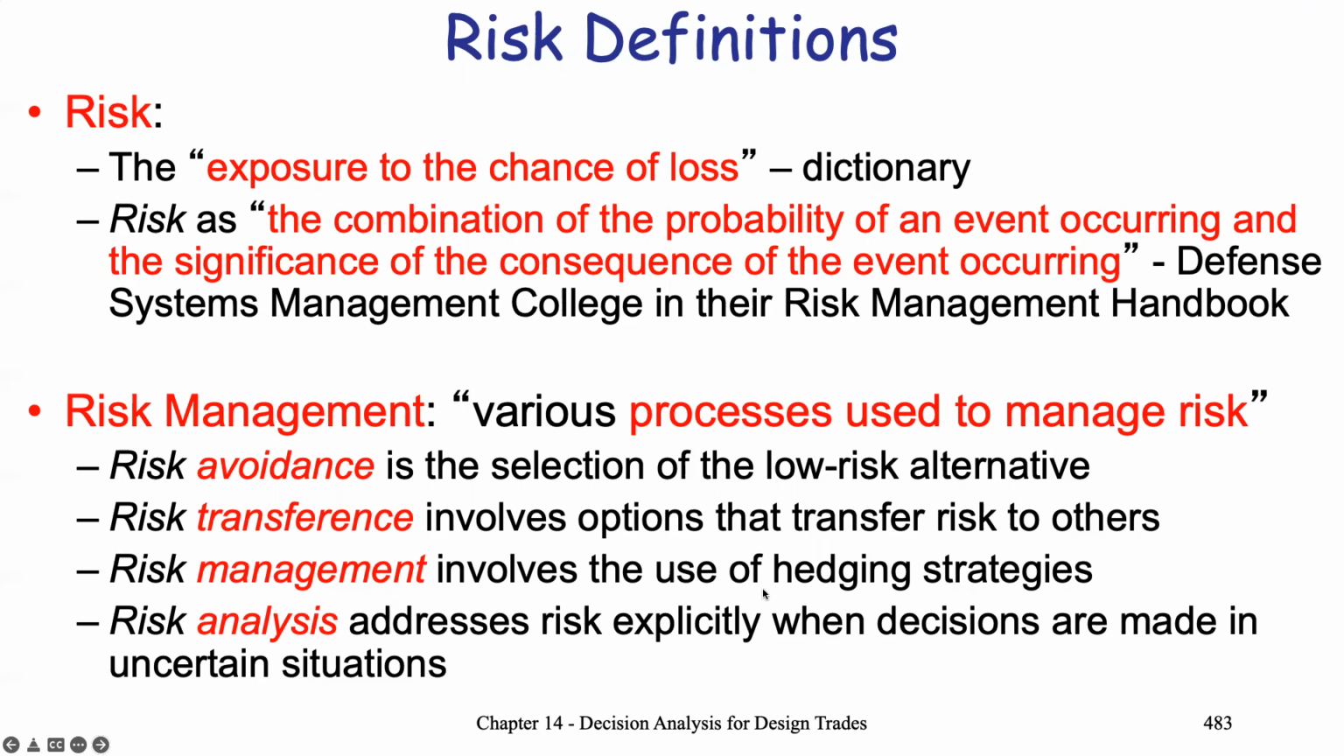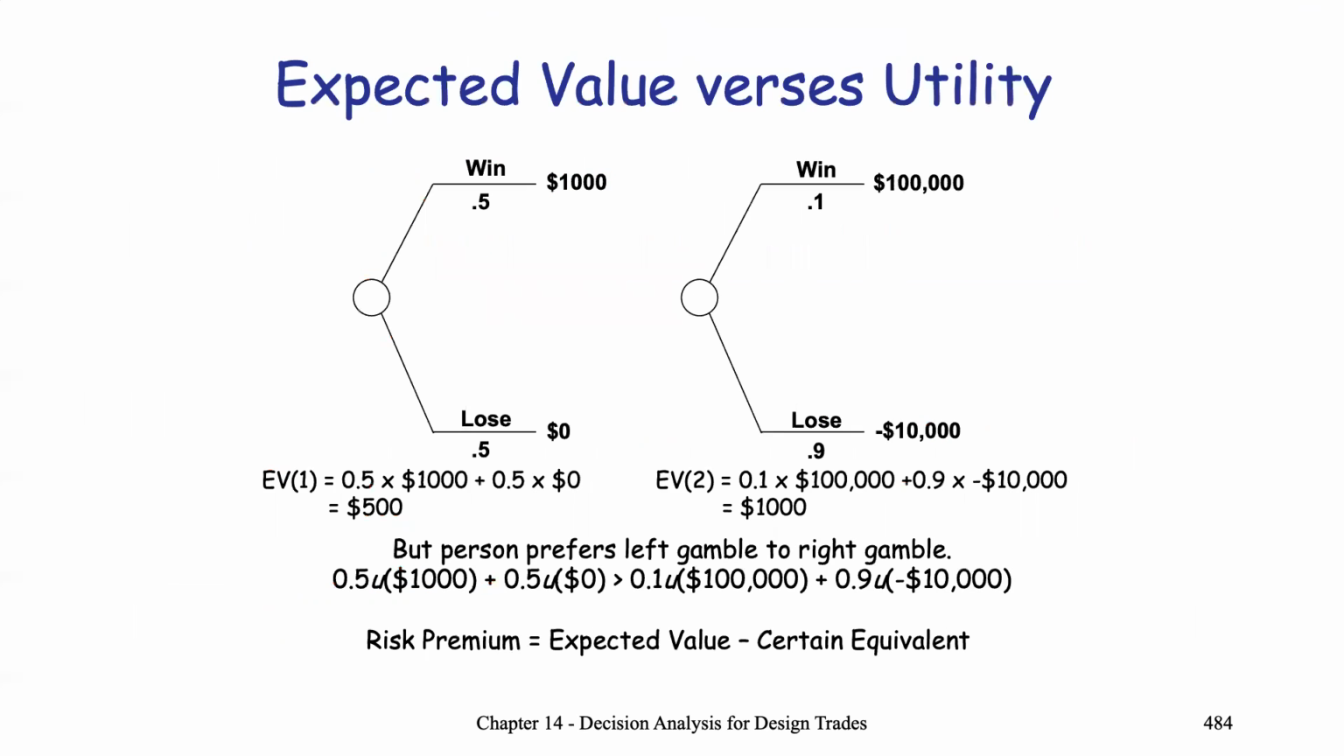And so there are some risks that you can't avoid. And so you need to be prepared that if this happens, you're ready for it and you can minimize the things that can happen. So you come up with a mitigation strategy. Finally, risk analysis addresses risk explicitly where decisions are made in uncertain situations.